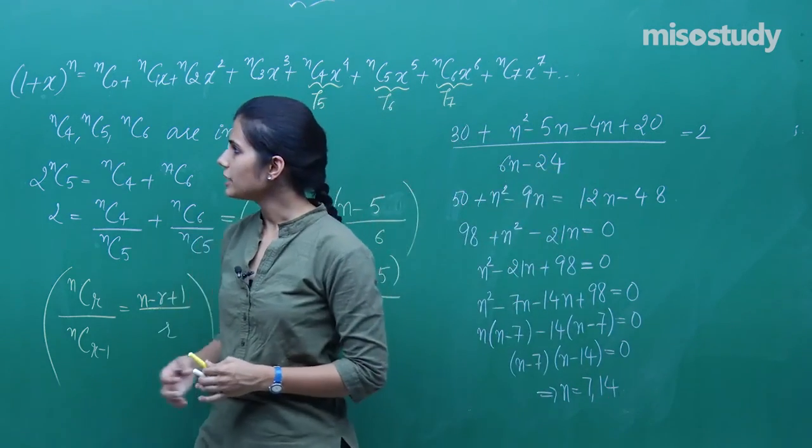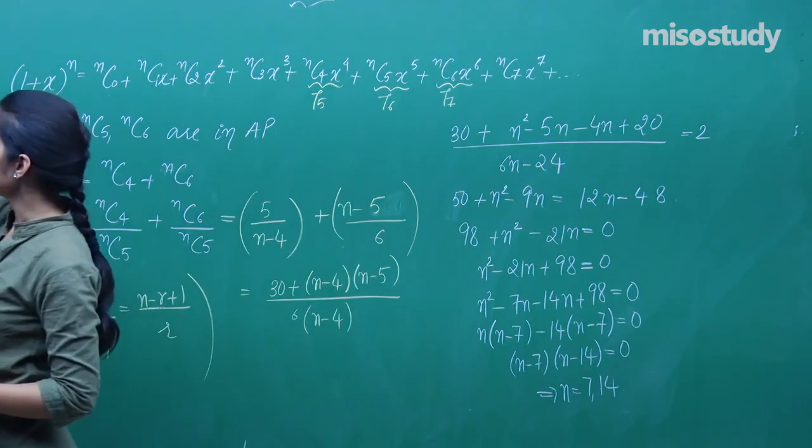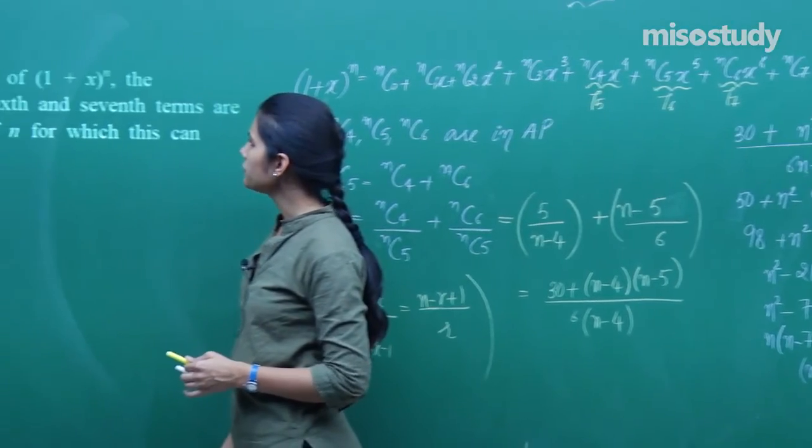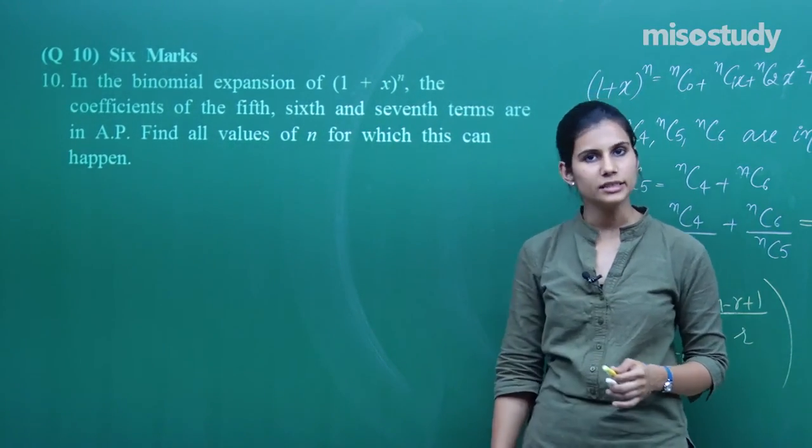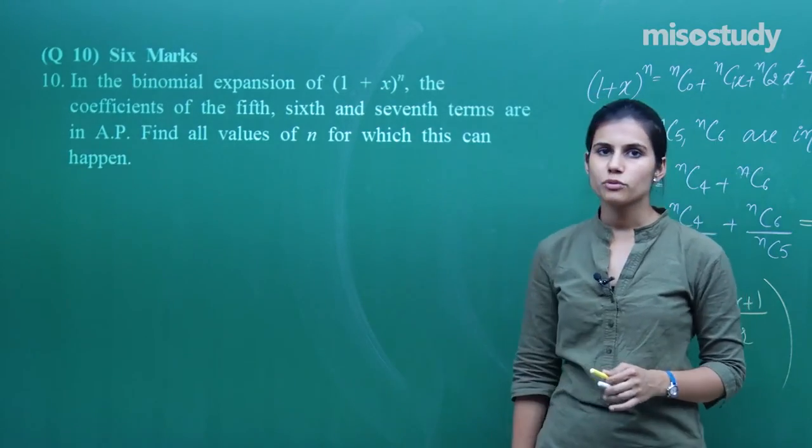These are the possible values of n, which if you place over here, the coefficients of the 5th, 6th and 7th term in the expansion of 1 plus x whole to the power n are going to come out to be in AP. That completes our discussion over the questions.